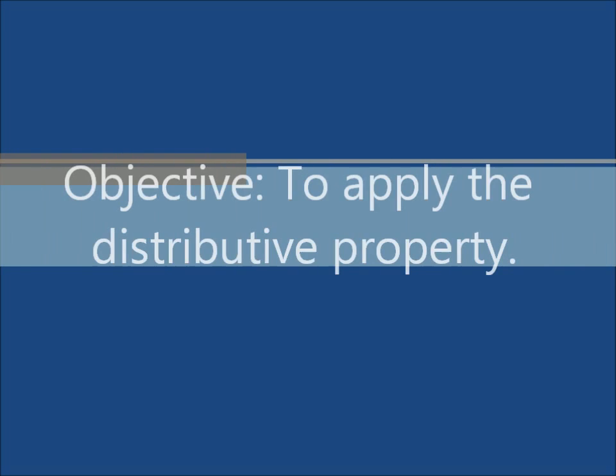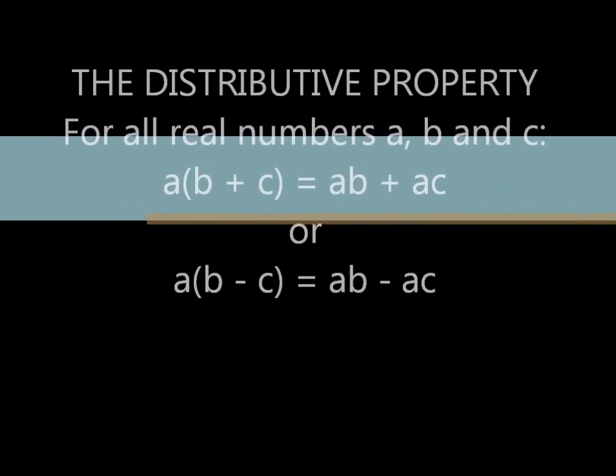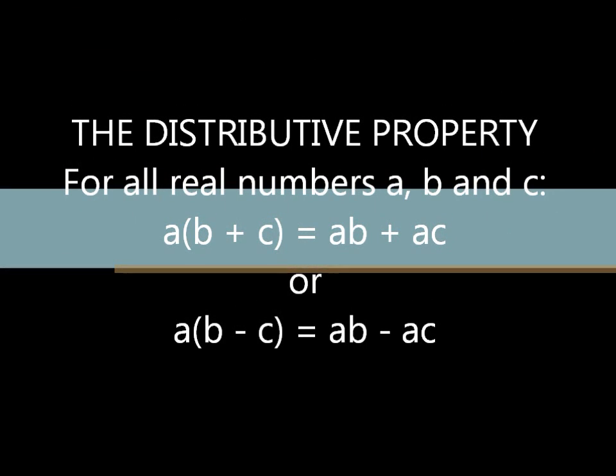Lesson 1.4. Our objective is to apply the distributive property. The distributive property: for all real numbers a, b, and c, a times the sum of b and c is equal to a times b plus a times c, or a times the difference of b and c is equal to a times b minus a times c.